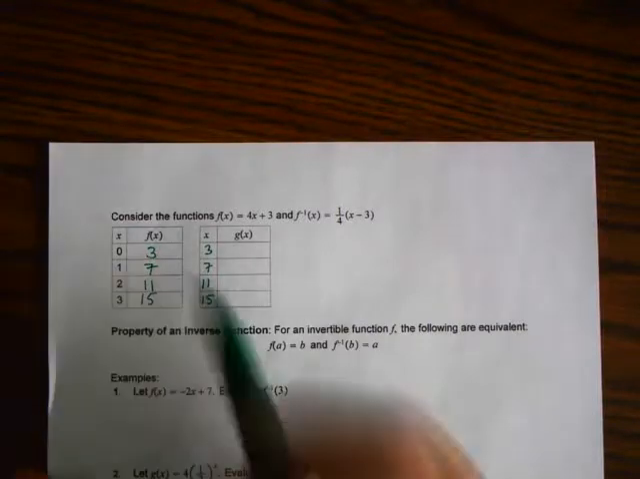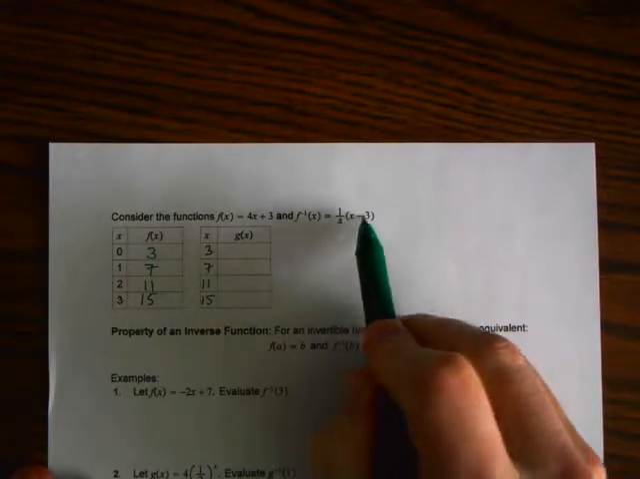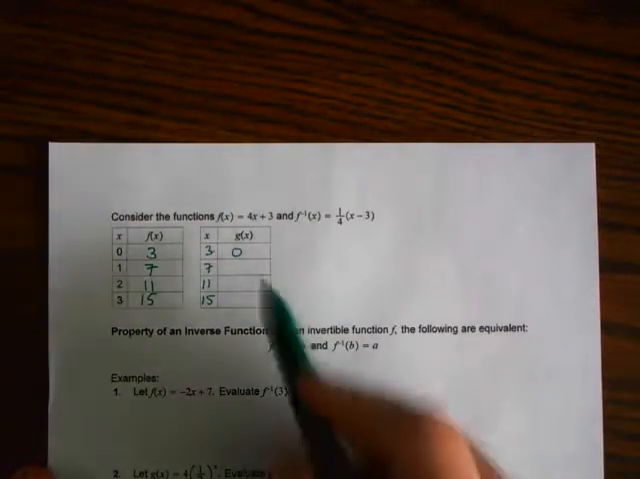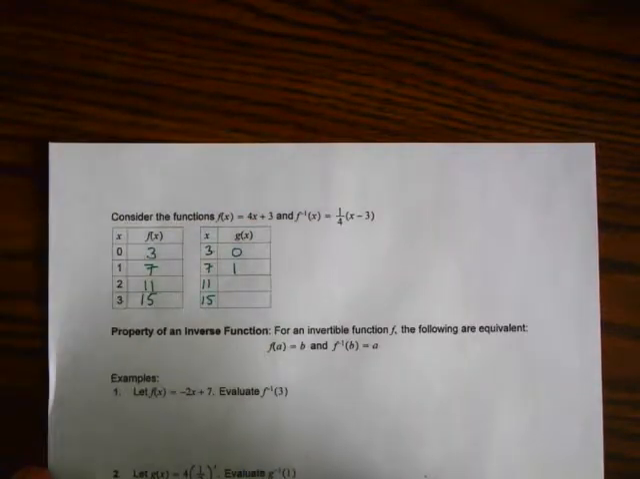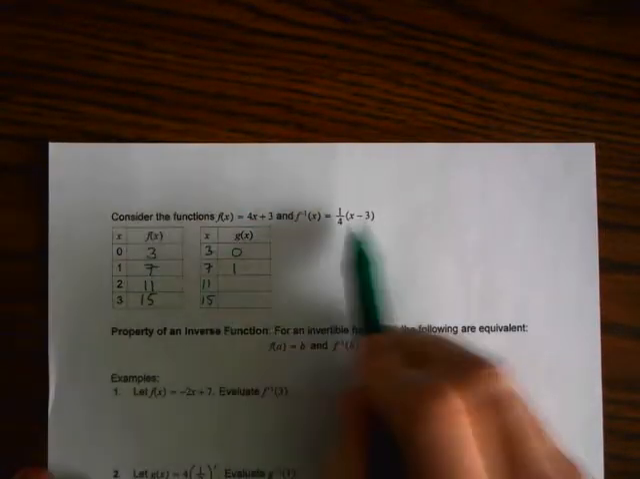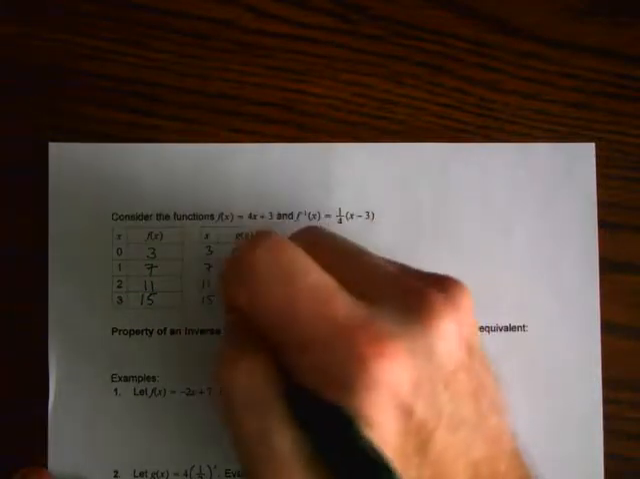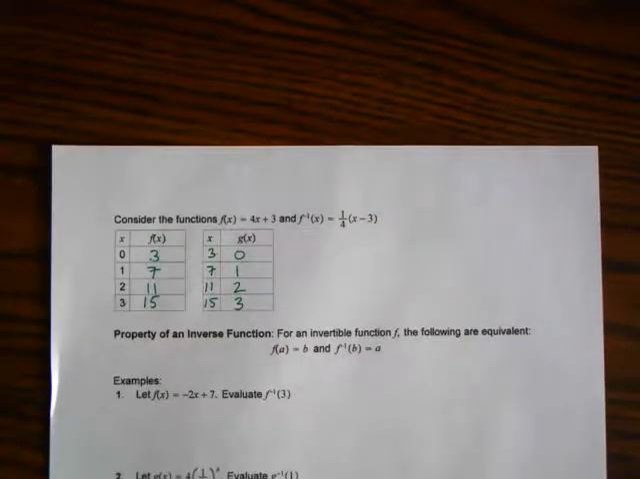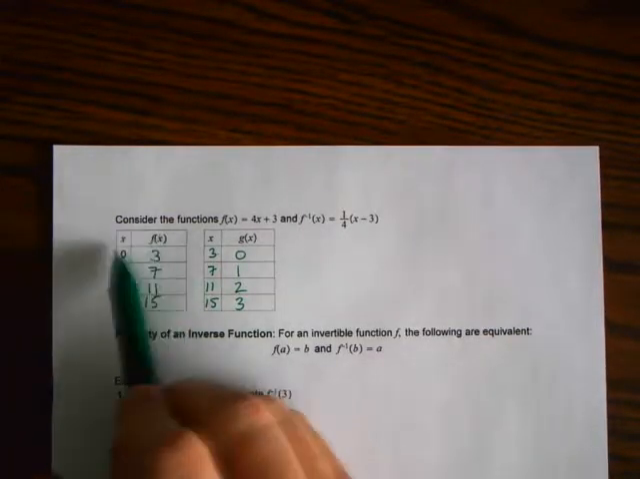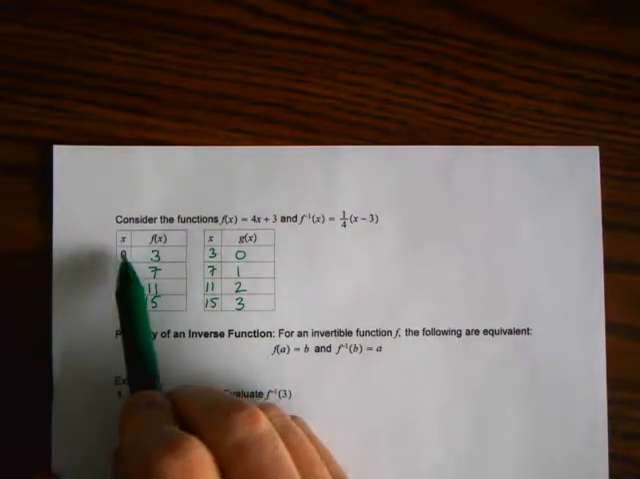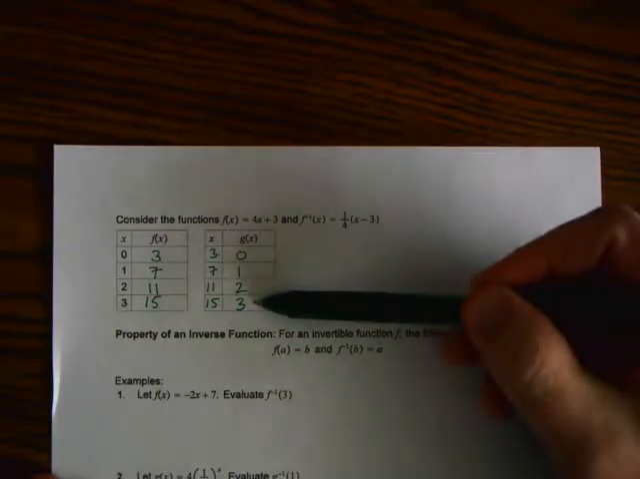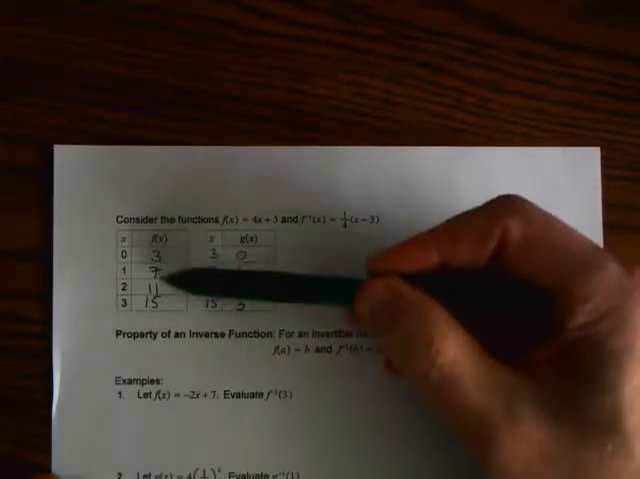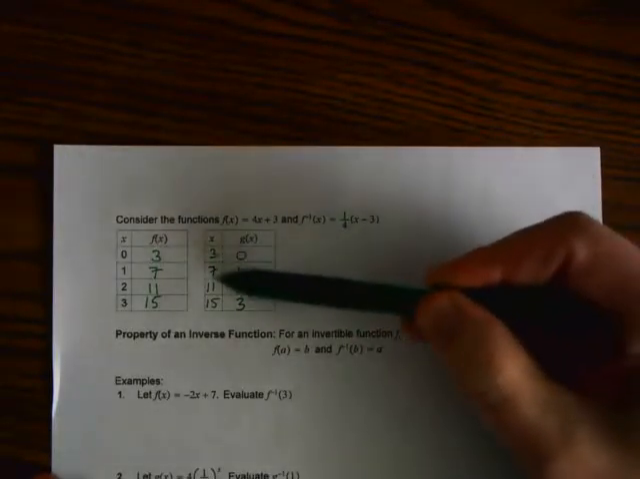But look what happens when I plug in 3. 3 minus 3 is 0. 0 times 1/4 is 0. Plug in 7. 7 minus 3 is 4. 4 divided by 4 is 1. And you're probably starting to see the pattern already. 11 minus 3 is 8. 8 divided by 4 is 2. And you can probably just guess that that one's going to be 3. So notice what happens. The x values for f of x become the y values for g of x, and the y values for f of x become the x values for g of x.